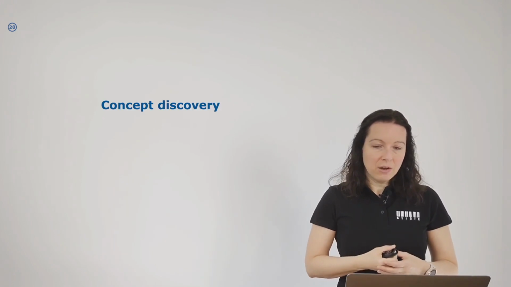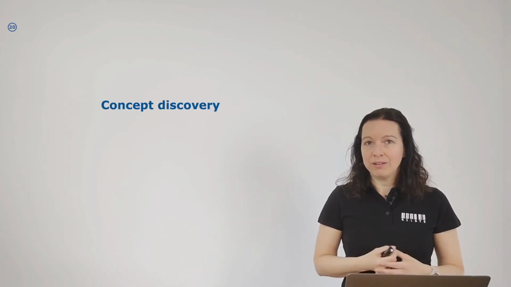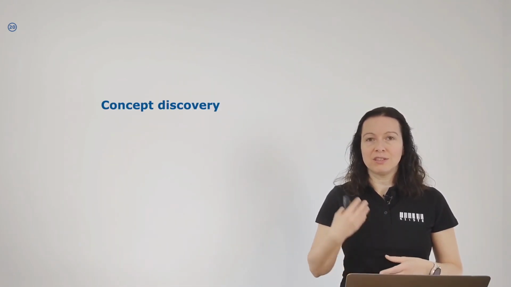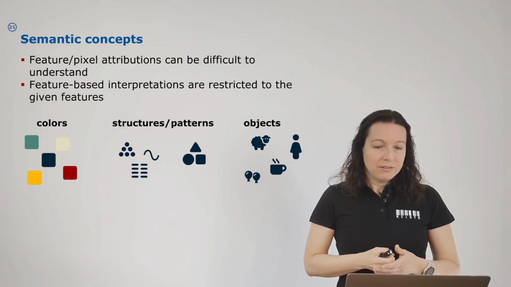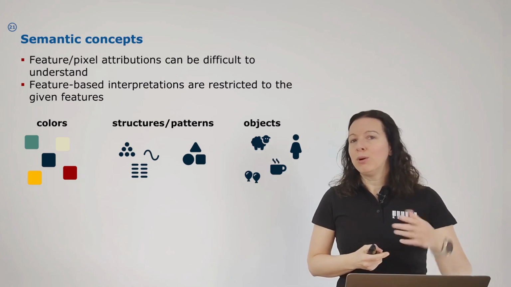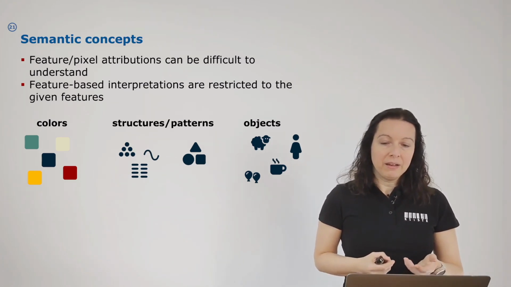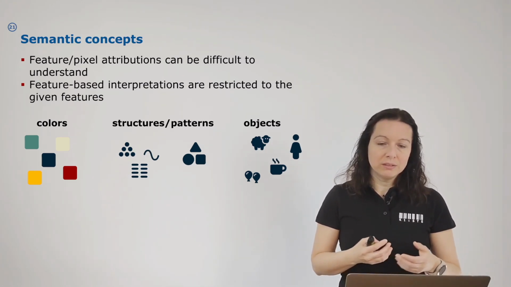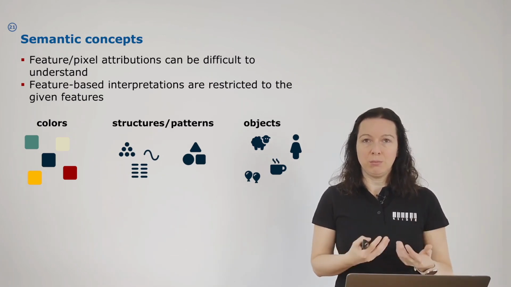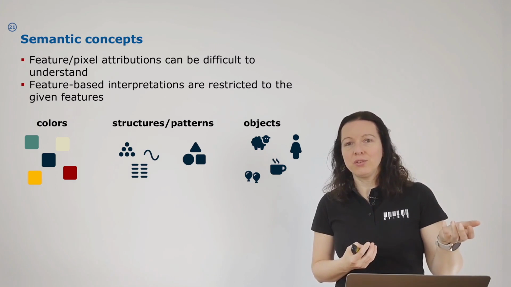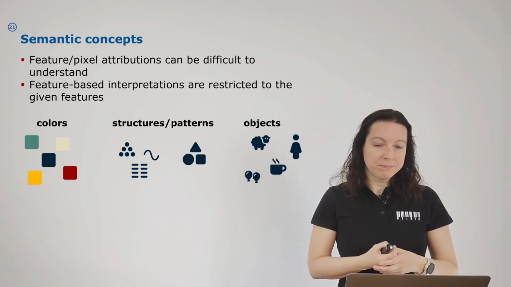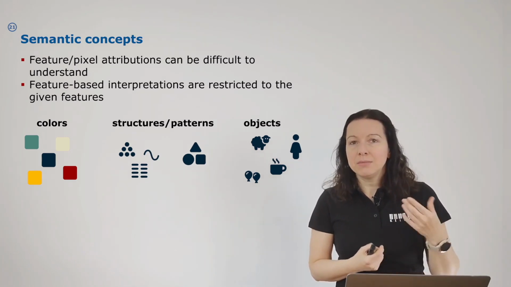Okay, so let's go to the second part of the lecture, which is about concept discovery. So far we have spoken about many methods to explain black box models through feature and pixel attribution, especially in the first few lectures. But there are some limitations.